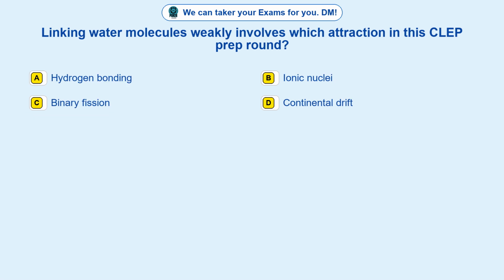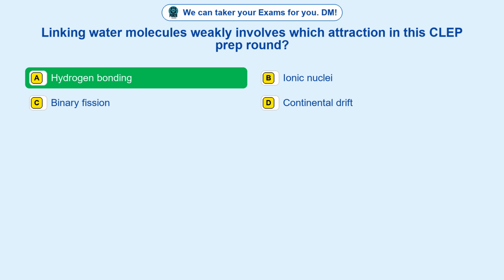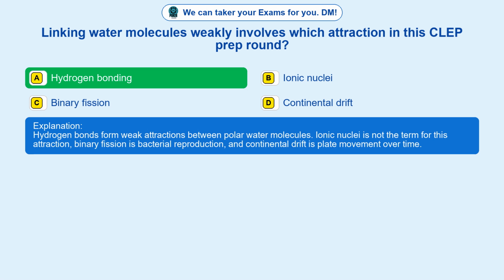Question 51. Linking water molecules weakly involves which attraction in the CLEP prep round? Option A hydrogen bonding. Option B ionic nuclei. Option C binary fission. Option D continental drift. The correct answer is option A. Hydrogen bonding. Hydrogen bonds form weak attractions between polar water molecules. Ionic nuclei is not the term for this attraction, binary fission is bacterial reproduction, and continental drift is plate movement over time.